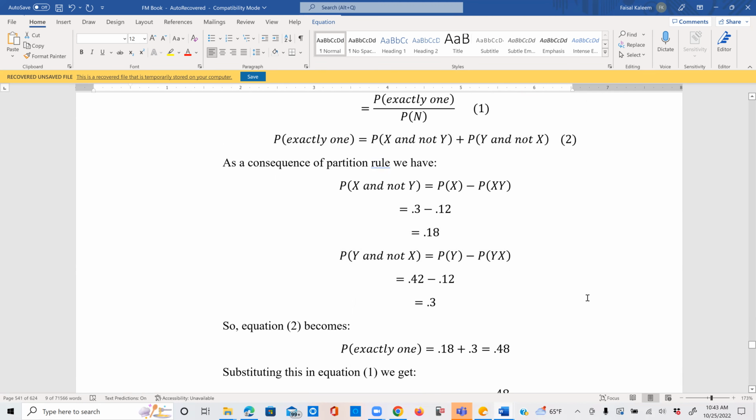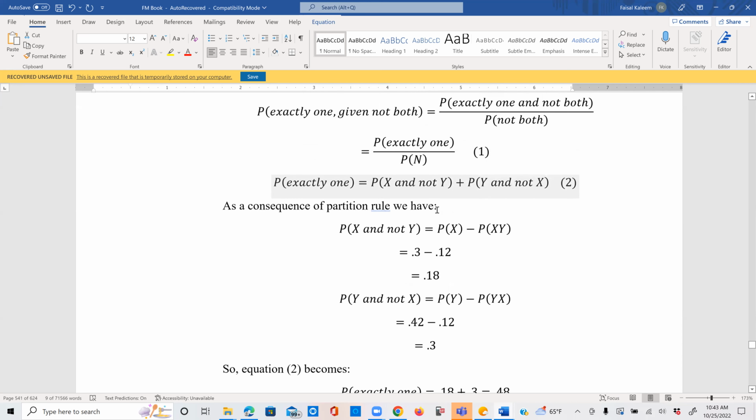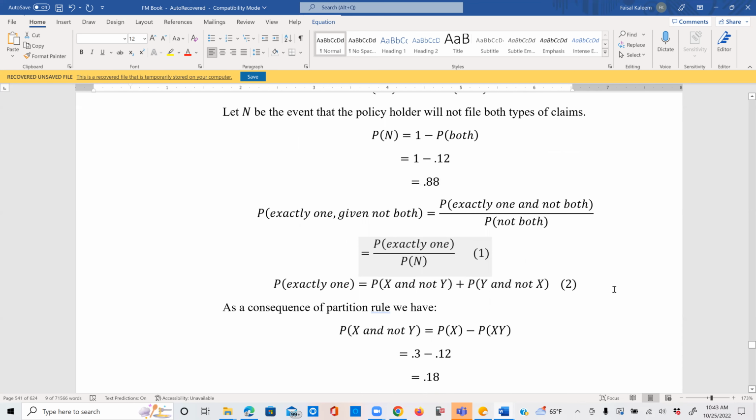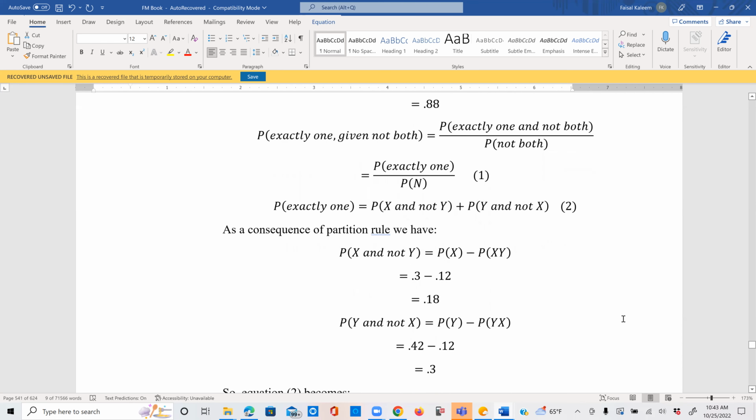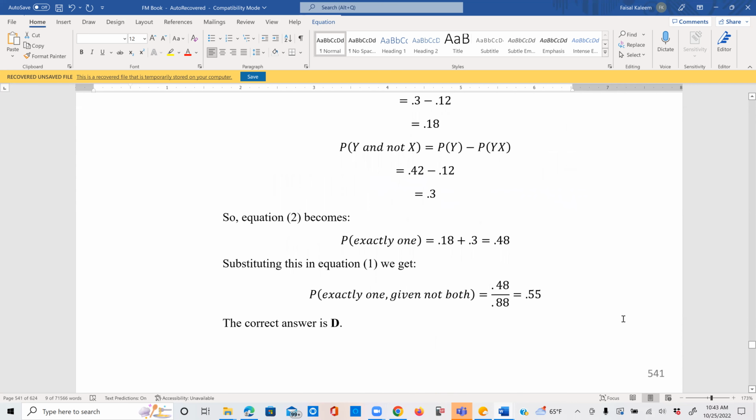And now substituting this in equation 1, the exactly one was the numerator, so the numerator would be 0.48, the denominator was P of N, which we found to be 0.88. So the required probability would be 0.48 divided by 0.88, and that is 0.55. That is choice D.